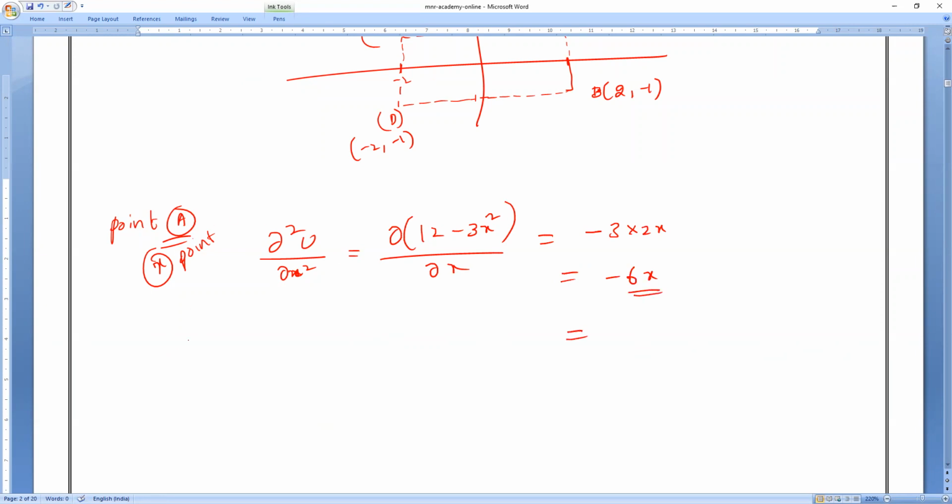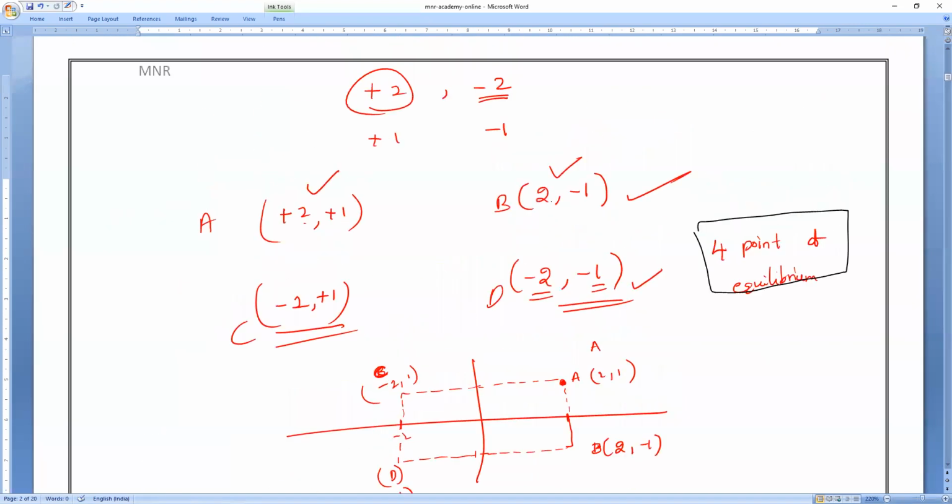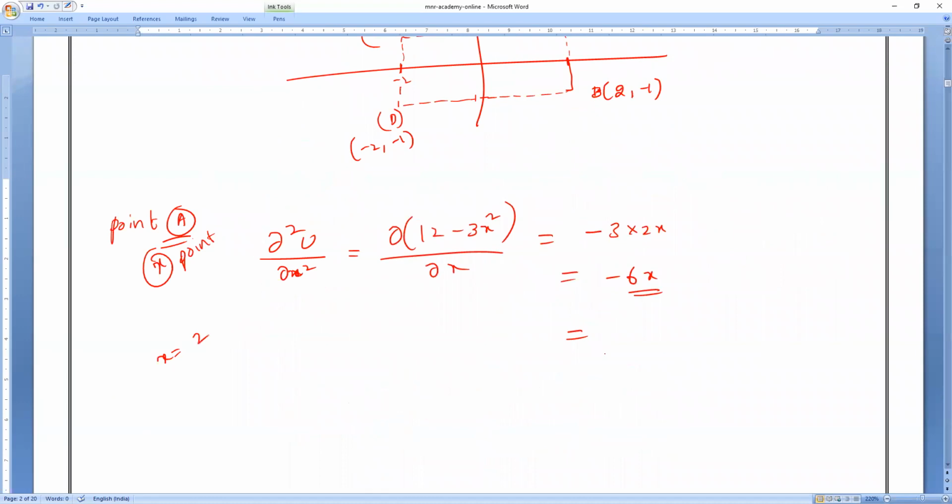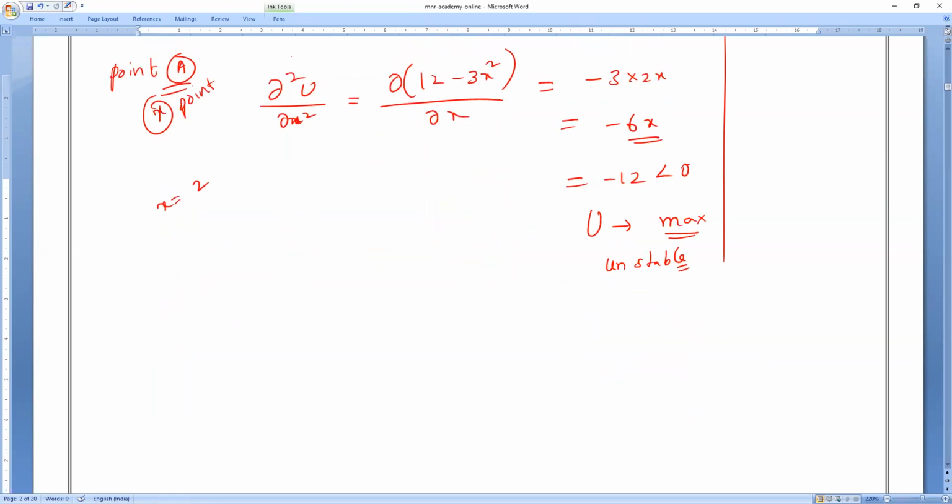Yes or no? So what is the x value at point A? Open your mouth, simplicity. How much is the x value at point A? 2. So if I substitute 2, it is minus 12. Minus 12 is less than 0. So U is less than 0, so U will become maximum. So it is unstable. It is unstable.